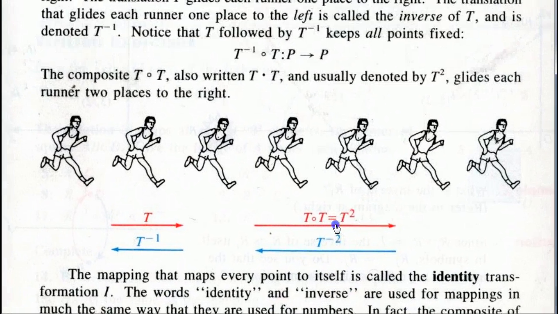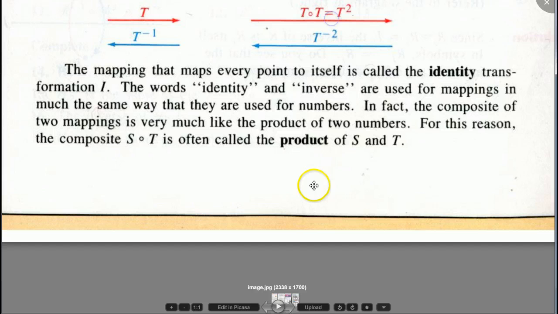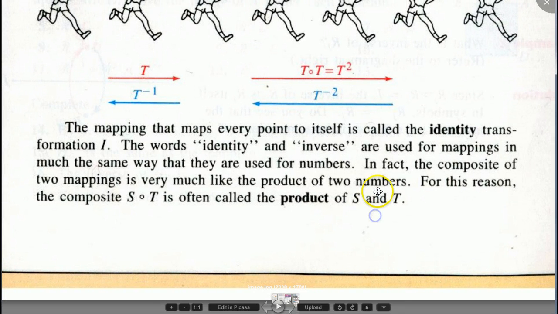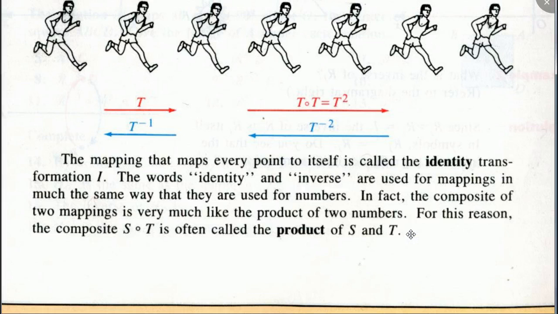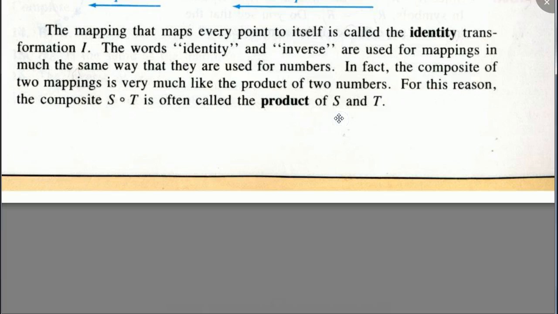Okay, let's read this part then. Go ahead, Jack. The mapping that maps every point to itself is called the identity transformation I. The words identity and inverse are used for mappings in much the same way that they are used for numbers. In fact, the composite of two mappings is very much like the product of two numbers. For this reason, the composite of S after T is often called the product of S and T. So sometimes they will call it a product.